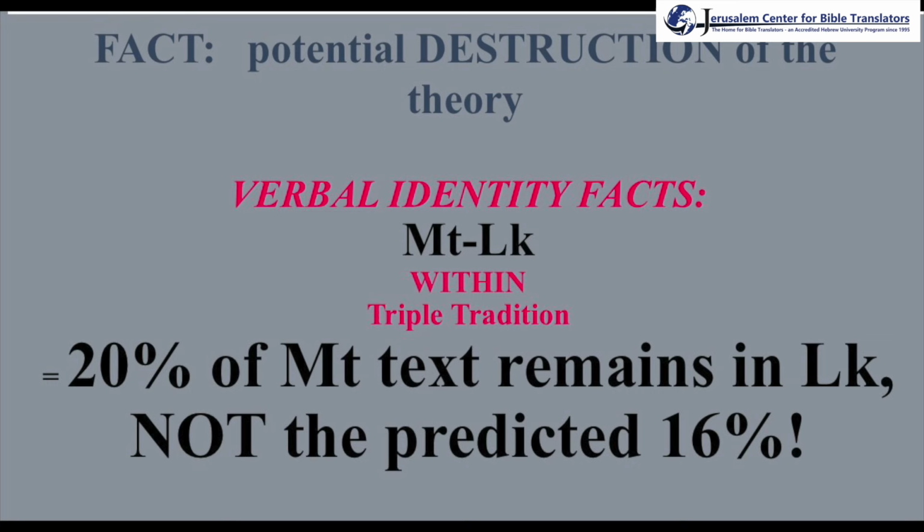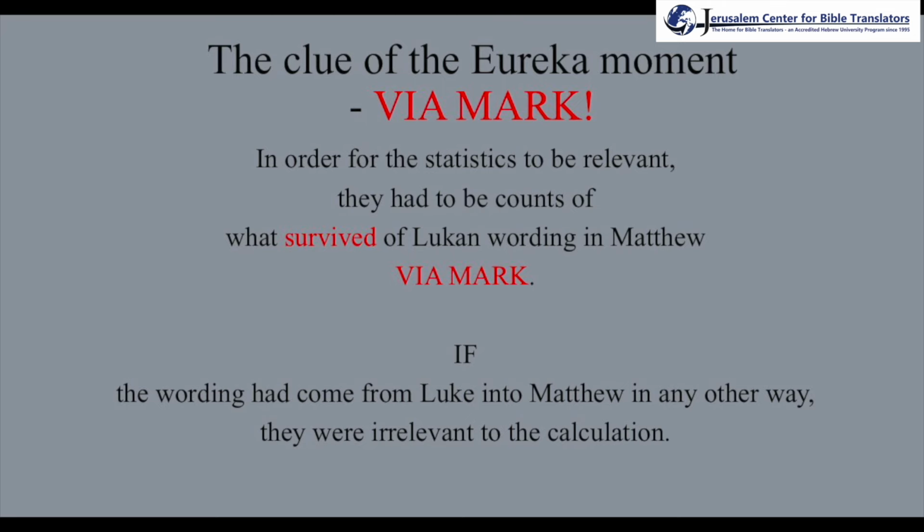So here's the fact: potential destruction of the theory within triplet addition. 20% remains and not 16. But here comes the eureka moment. It has to come through Mark, via Mark, into Matthew. For the statistics to be relevant, they had to be counts of words that survived, Lucan words that survived, through Mark into Matthew. If words got from Luke into Matthew in any other way, they're not relevant for the calculation.